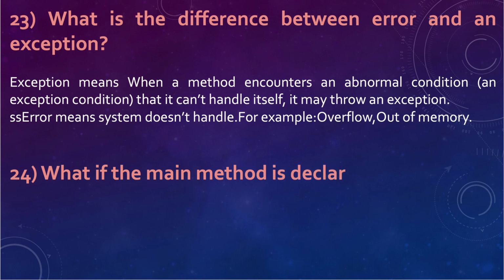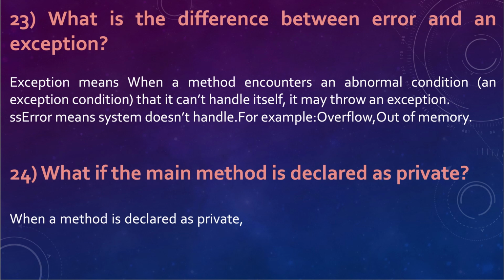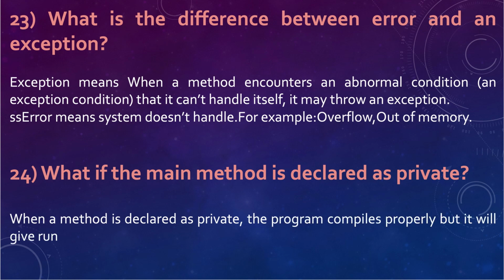What if the main method is declared as private? When the main method is declared as private, the program compiles properly but it will give a runtime error: main method not public.